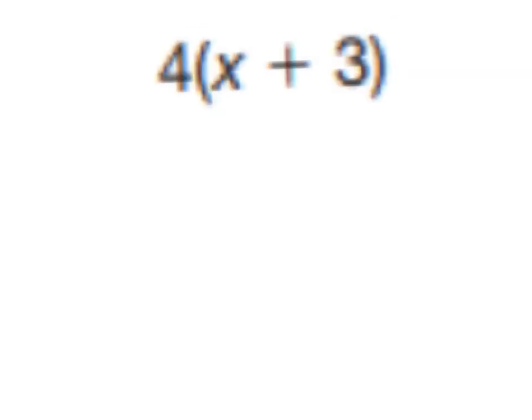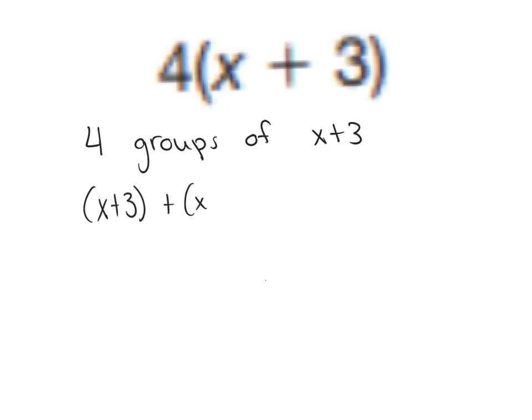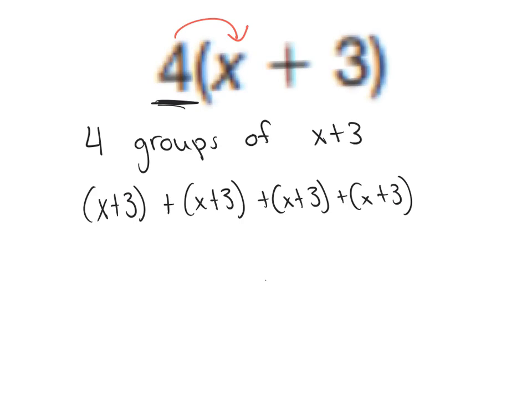Okay, next we have the distributive property. Remember we talked about that this really means that I have 4 groups of x plus 3. So this would be the same thing as saying I have x plus 3 plus x plus 3 plus x plus 3 plus x plus 3. I have 4 groups of them. That's what this 4 is telling me here. But we can also think of this as multiplication because when we are doing groups, that's multiplication.